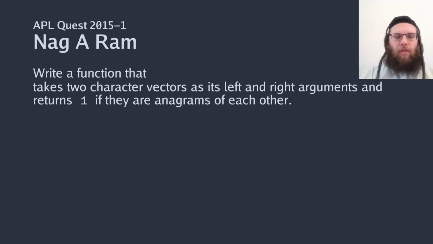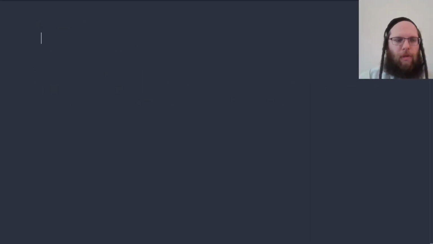Today's quest is the first from the 2015 round of the APL problem-solving competition. We are given two character vectors and are to check whether or not these are anagrams. Here's a simple test case.